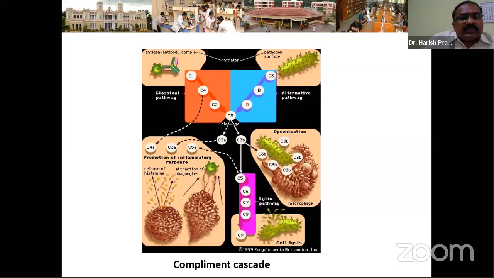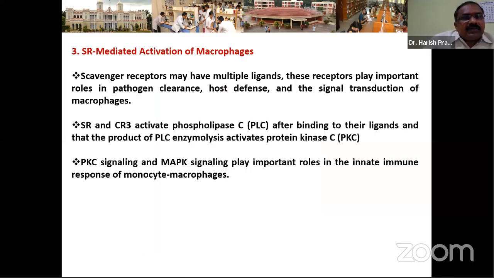This brings about the complete opsonization of whatever antigen or bacteria is there. The complement also leads to antigen-antibody complexes, an inflammatory response, and even cell lysis. It has a classical pathway, an alternate pathway, and also a lectin pathway which runs through this complement system.